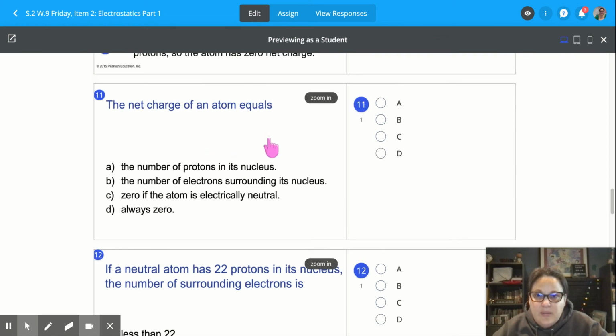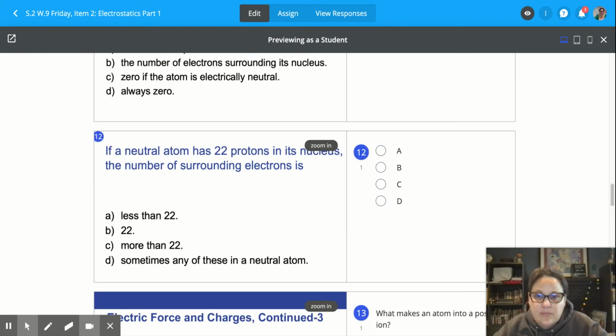The net charge of an atom equals the number of protons in the nucleus minus the number of electrons surrounding the nucleus: 0 if the atom is electrically neutral, always 0. If a neutral atom has 22 protons in the nucleus, so positive charges, the number of surrounding electrons is less than 22, 22, or more than 22? Read carefully, and make sure you're applying the concept I showed you above: if you take the total positive and the total negative and add them together, the sum is the charge on the atom.